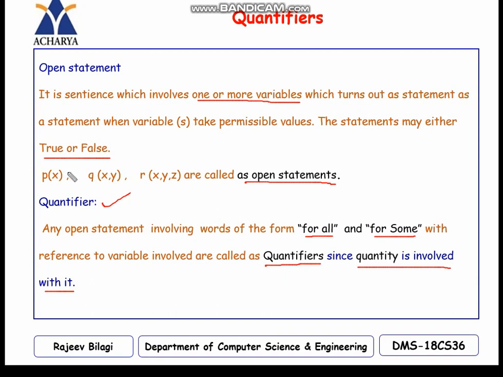So p of x may be true for all the statements, then p of x is said to be a quantifier. P of x may be true for some variable. So that means this particular p of x, which is an open statement that contains the forms for all and for some, such statements are called quantifiers.